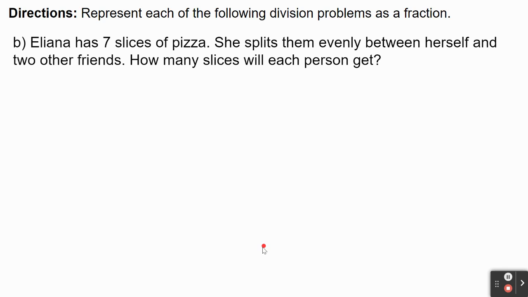Eliana has 7 slices of pizza. She splits them evenly between herself and 2 other friends. So that's going to be 3 people. How many slices will each person get?